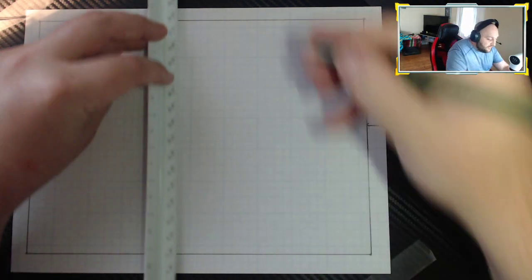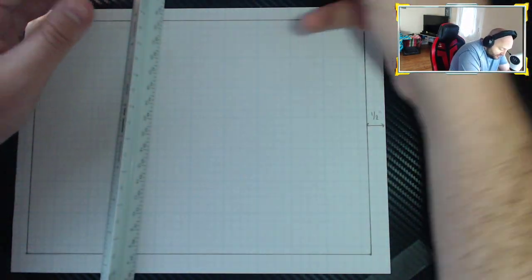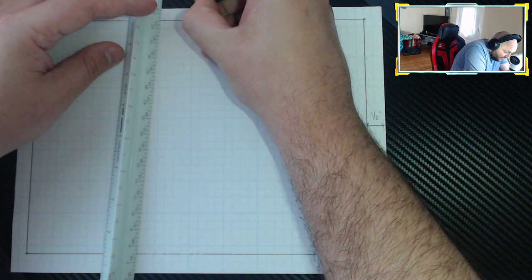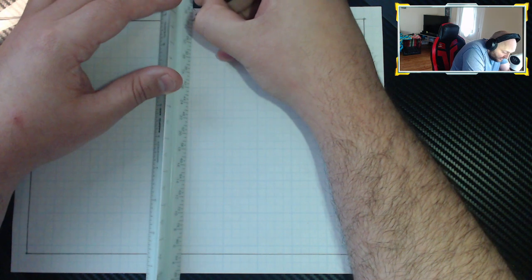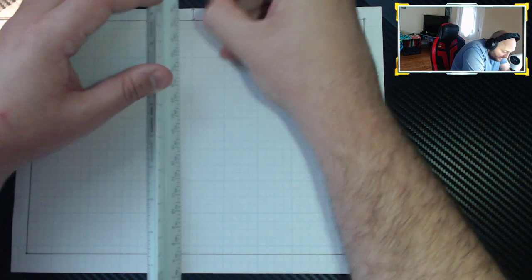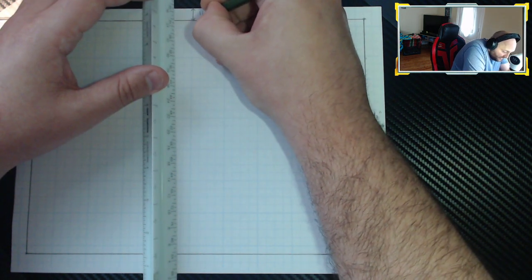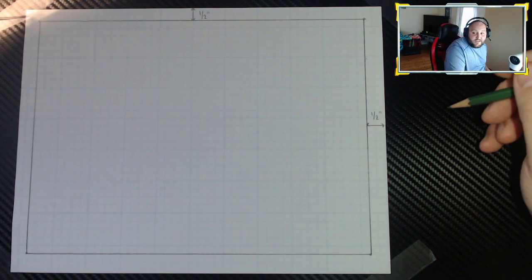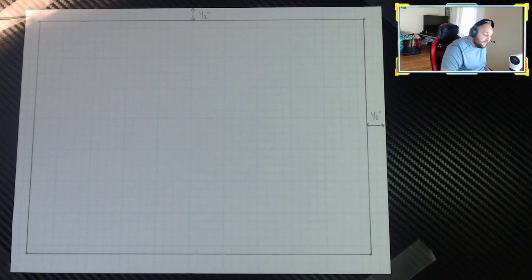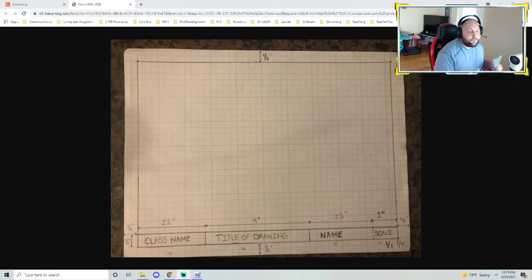I'm also going to label the top. So I'm going to find pretty much the middle. Draw in my 2 arrows. Again, the reason we're doing dimensioning is because you're going to draw a lot of these, and this is going to be your template to draw them. Let's go ahead and take a look.